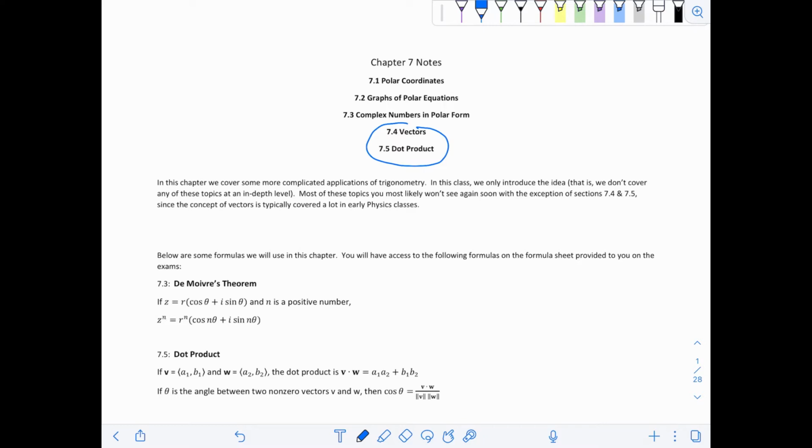So you might have even encountered vectors already in some of your physics classes if you've taken any of those already. We are going to see some formulas. Specifically, in section 7.3 we're covering something called de Moivre's theorem. And in 7.5 we cover something called the dot product. I just want to give you a heads up that those are two formulas that you actually have on your formula sheet for the class. So in this class, you don't need to memorize them, but I just want you to know when to use them and then how to use them. So let's get started with the first section, which is on something called polar coordinates.